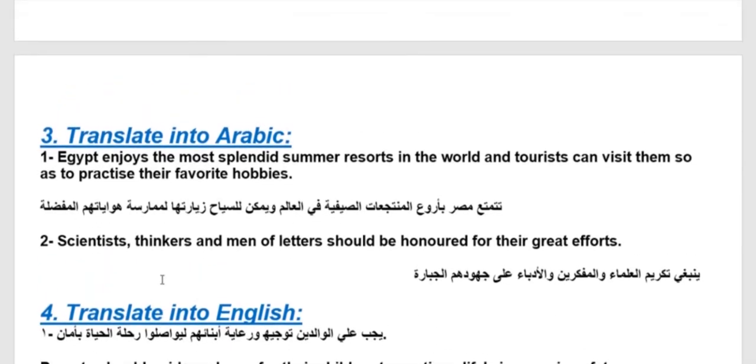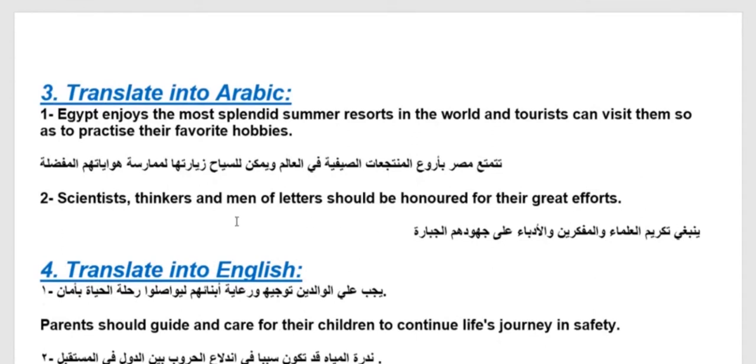Translate into English. Okay. يجب على الوالدين التوجيه, to guide, ورعاية, care, keywords. ليواصلوا, to go on or to continue, رحلة الحياة, life journey, بأمان, in safety. يعني احنا بنحدد اولا معاني الكلمات اللي هي ممكن تساعدنا في الترجمة. لو حولنا في الترجمة دي يجب على الوالدين: parents should guide and care for their children to continue life's journey, رحلة الحياة, in safety. Okay.